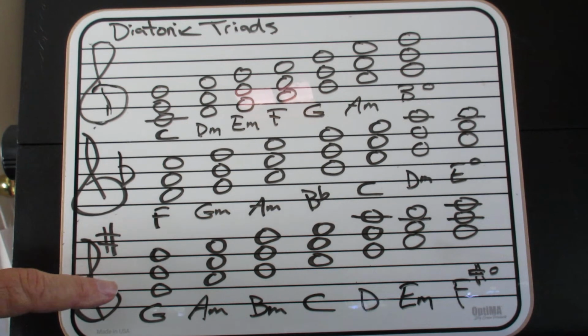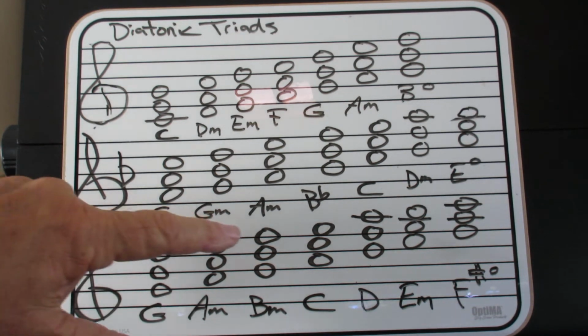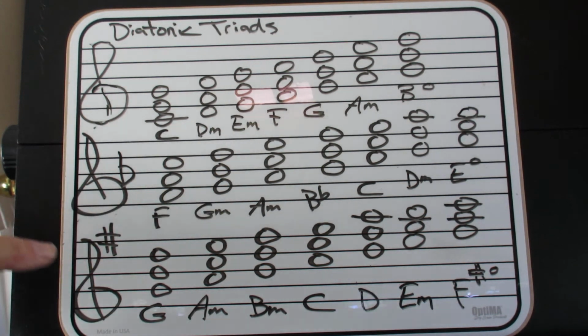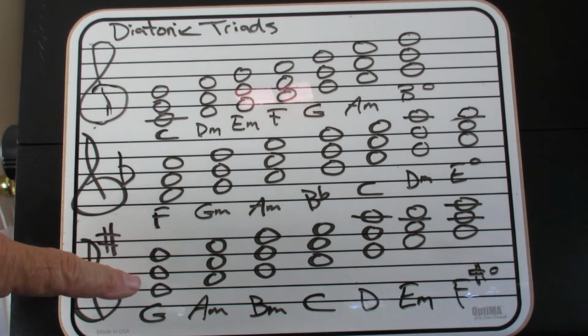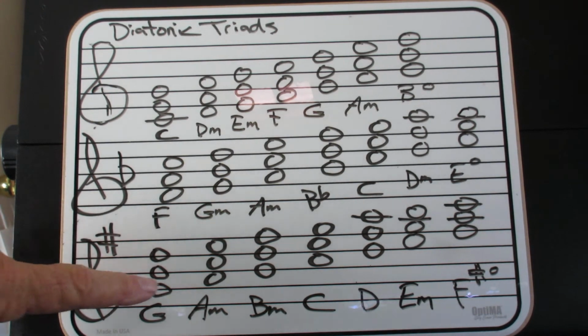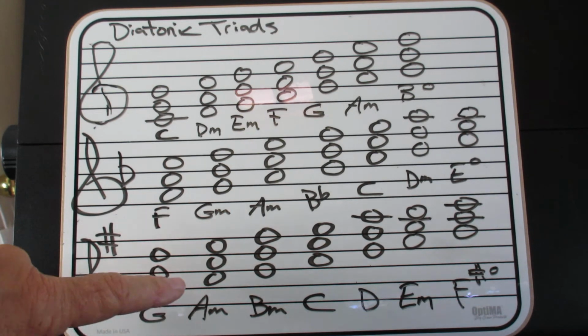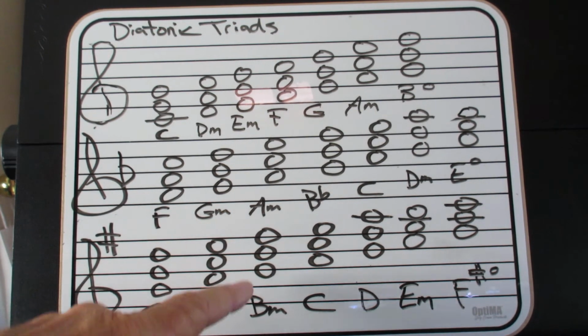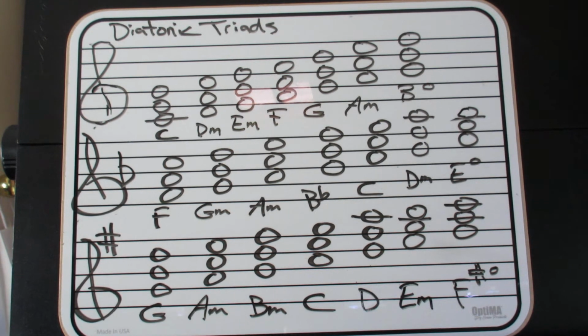The same thing in the key of G, using the one sharp key signature, which makes all of our F sharp, everything else is natural. G, B, D is a major chord. A, C, E is a minor chord. B, D, F sharp is a minor chord. C, E, G is still a major chord. D, F sharp, A is a major chord. E, G, B is a minor chord. And F sharp, A, C is a diminished triad.